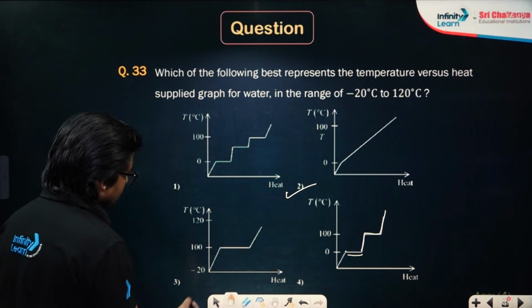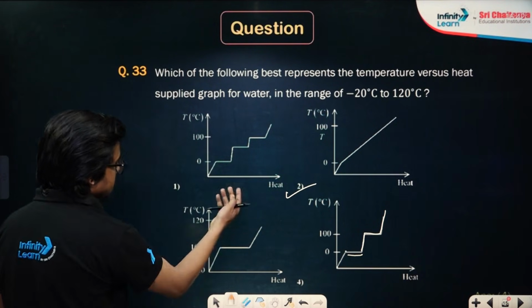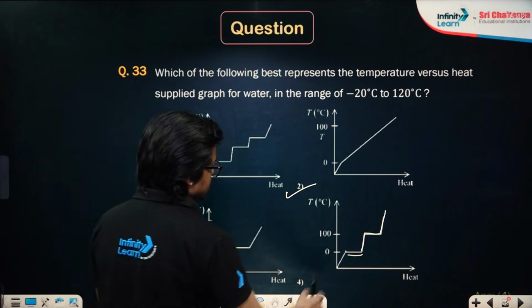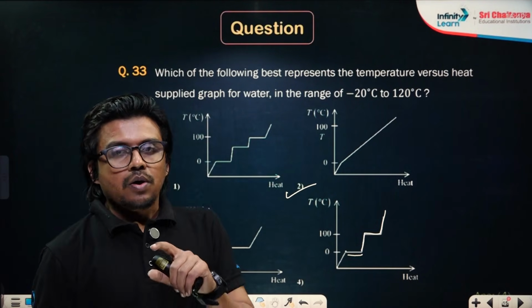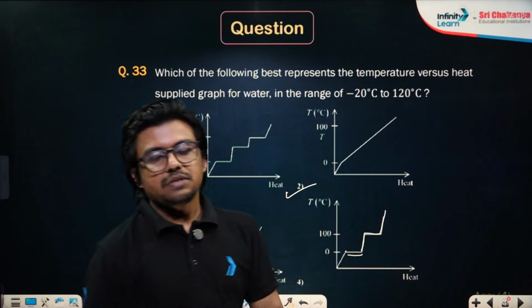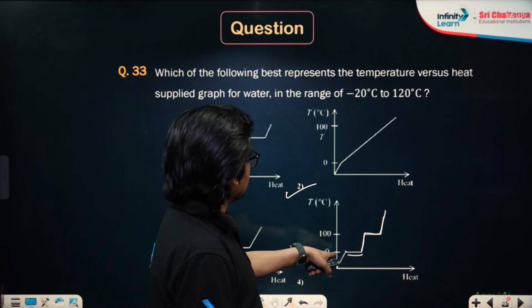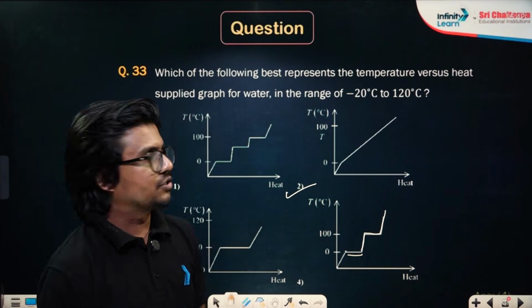Here you can see from minus 20 to 100, temperature is just increasing. But there is a flat portion that comes, where temperature is actually constant and the phase change is taking place.